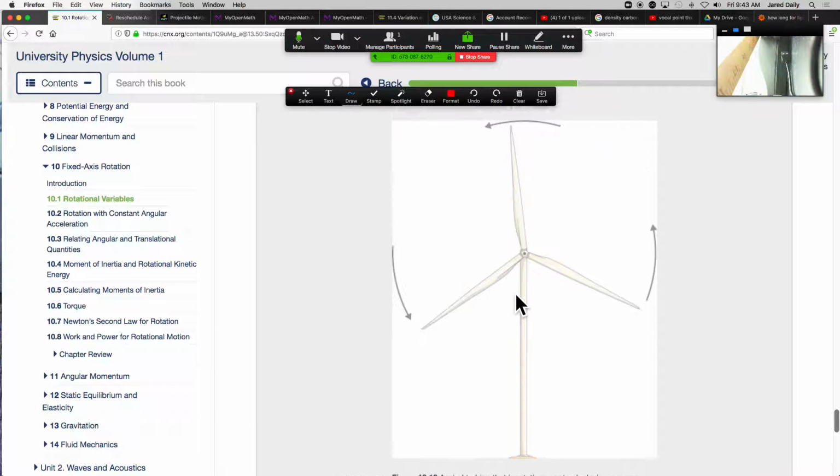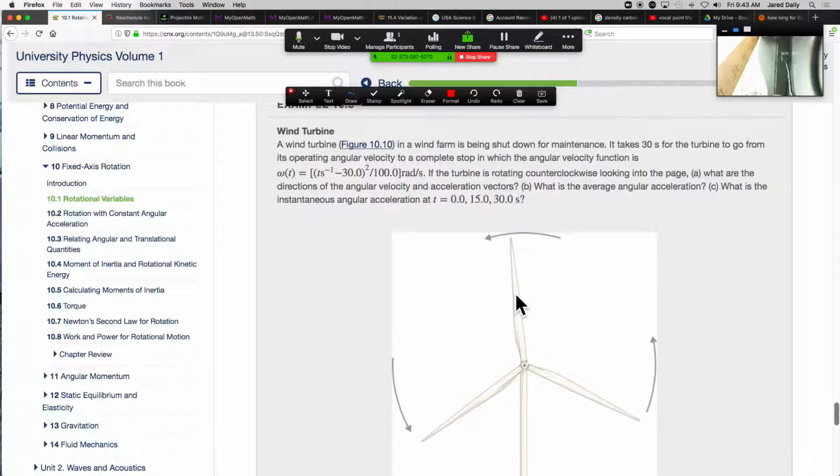And then here in part B, they want to know what are the directions of the angular velocity and what is the average angular acceleration? So the average angular acceleration, you just take the total change in angular velocity and divide it by the time. You calculate this at time equals 0. So this right here becomes nothing, and you get negative 30 squared, so it ends up being 900 divided by 100, so it's 9 radians per second. So about 1.5 revolutions per second, turns out. And that's going to go from 1.5 revolutions per second, or 9 radians per second, to 0 radians per second in 30 seconds. So you take that 9, you divide it by 30, you'll get your average angular acceleration.